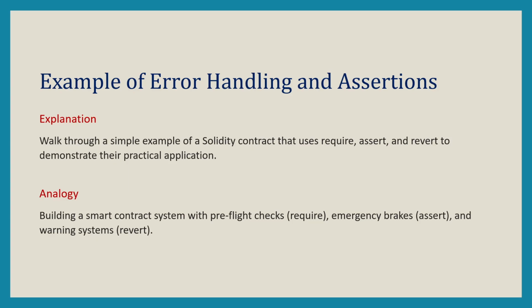Example of error handling and assertions. So we'll go through an explanation and an analogy. We will walk through a simple example of a Solidity contract that uses require, assert, and revert to demonstrate their practical application. And the analogy that we'll be using is that we are building a smart contract system with pre-flight checks (require), emergency brake (assert), and warning systems (revert). This is the analogy we used while covering these: pre-flight checks for require, emergency brakes for assert, and warning systems for revert.